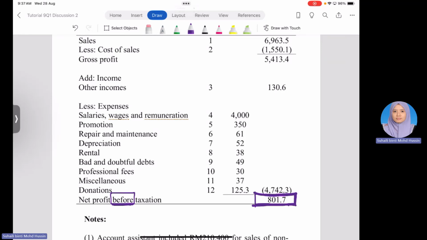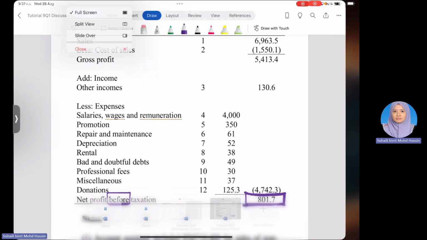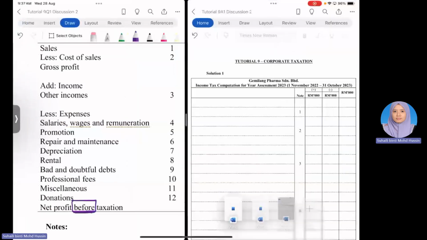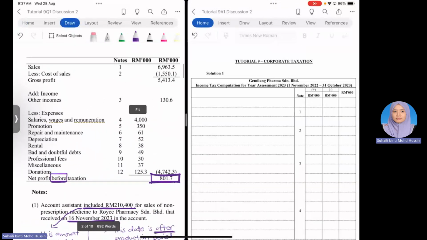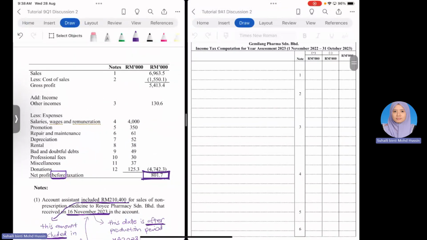So first things first, you have the template with you, right? So we will record in the template. We have 3 columns in the template. You will start with the net profit before taxation.